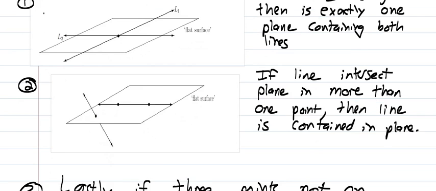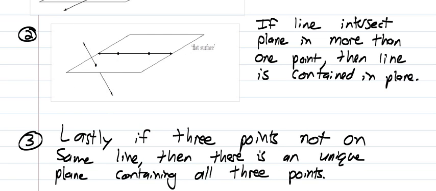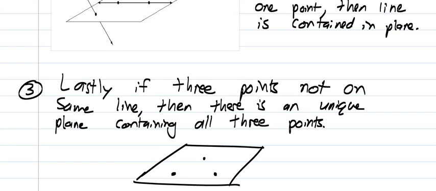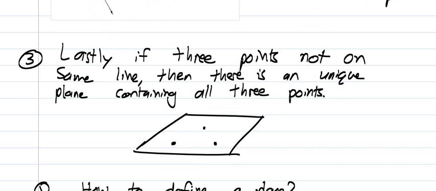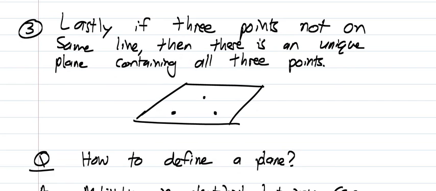And our third wish is the following. If we have 3 points in space, in 3D, that are not sitting on the same line, so there's no line containing those 3 points, then we want a unique plane containing all three of those points. So these are the three wishes. We need to come up with a mathematical definition so that we have wish 1, wish 2, and wish 3 granted.